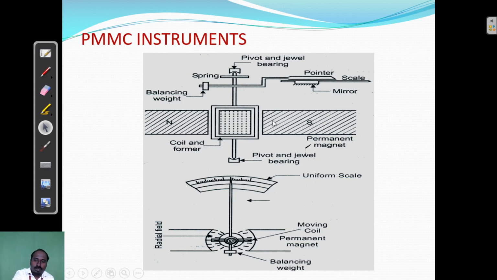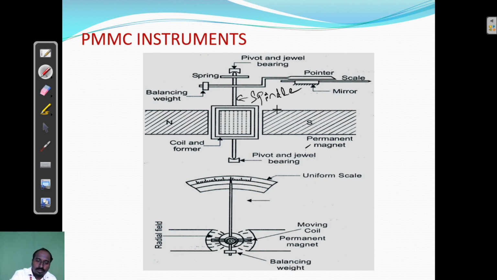Okay, there are two permanent magnets and there is a moving coil inside the magnetic field. The coil is placed on an aluminum former. The former is nothing but a material which holds the moving coil. Then there is the iron core which is inside the moving coil. Then there is the spindle. This is also called the spindle.